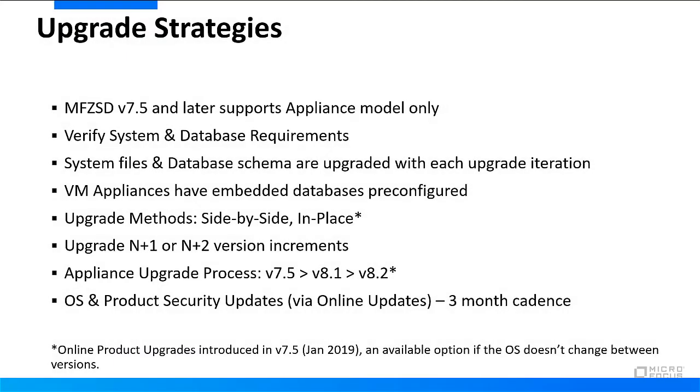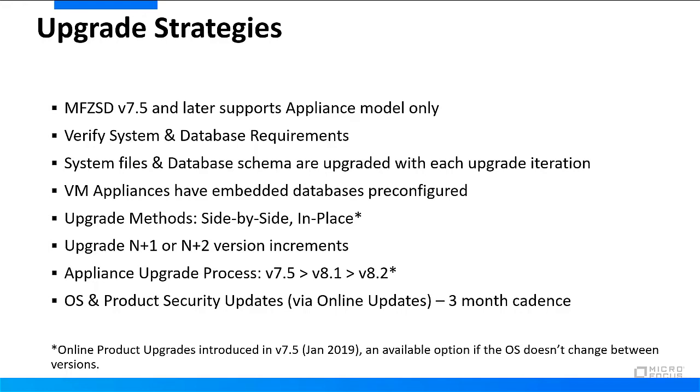Now that we've done the upgrade, let's talk about some upgrade strategies in case you're not on an 8.0 version yet. Since version 7.5, it's been an appliance model only. Always check the system and database requirements for the version you're going to. System files and database schema are upgraded with each upgrade iteration. Okay, so make sure that you have a connection to the database. VM appliances have been embedded and the databases are configured. Remember that there are a couple of upgrade methods depending on the version. There's side by side and in place, and we'll cover those in a slide in just a moment.